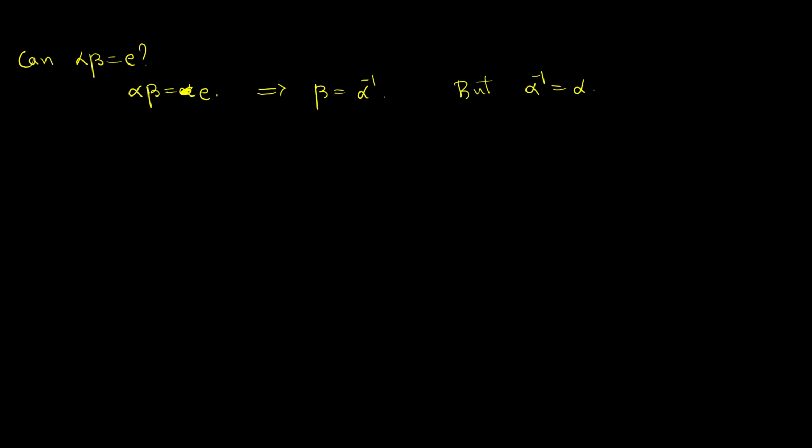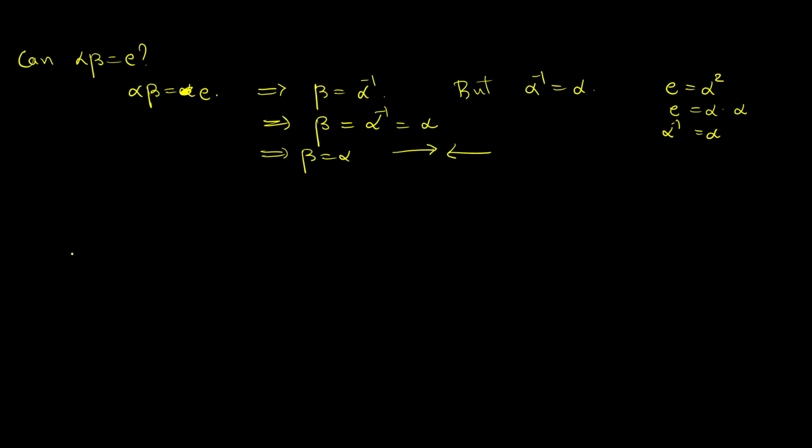Because we know that identity is equal to alpha square, so we can write this as alpha into alpha. Then we multiply by alpha inverse on both sides, so we have alpha inverse is equal to alpha. So alpha must be self inverse. This will imply that beta has to be equal to alpha inverse, which is equal to alpha. That is, beta is equal to alpha, but this is a contradiction because we are taking different elements alpha and beta, right?